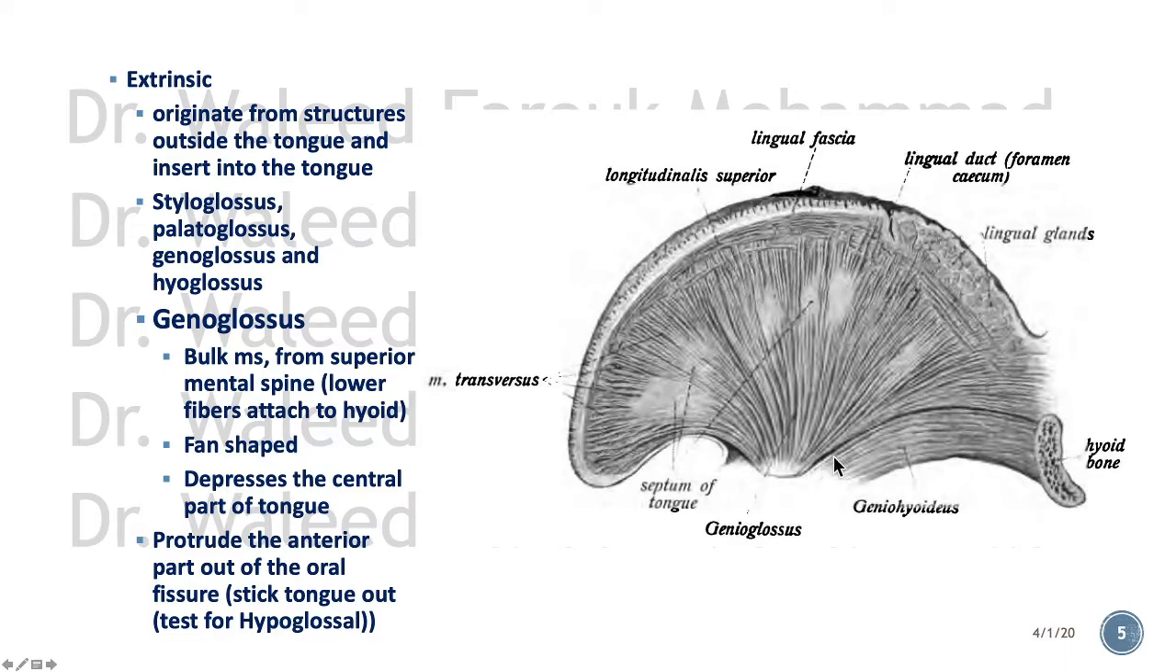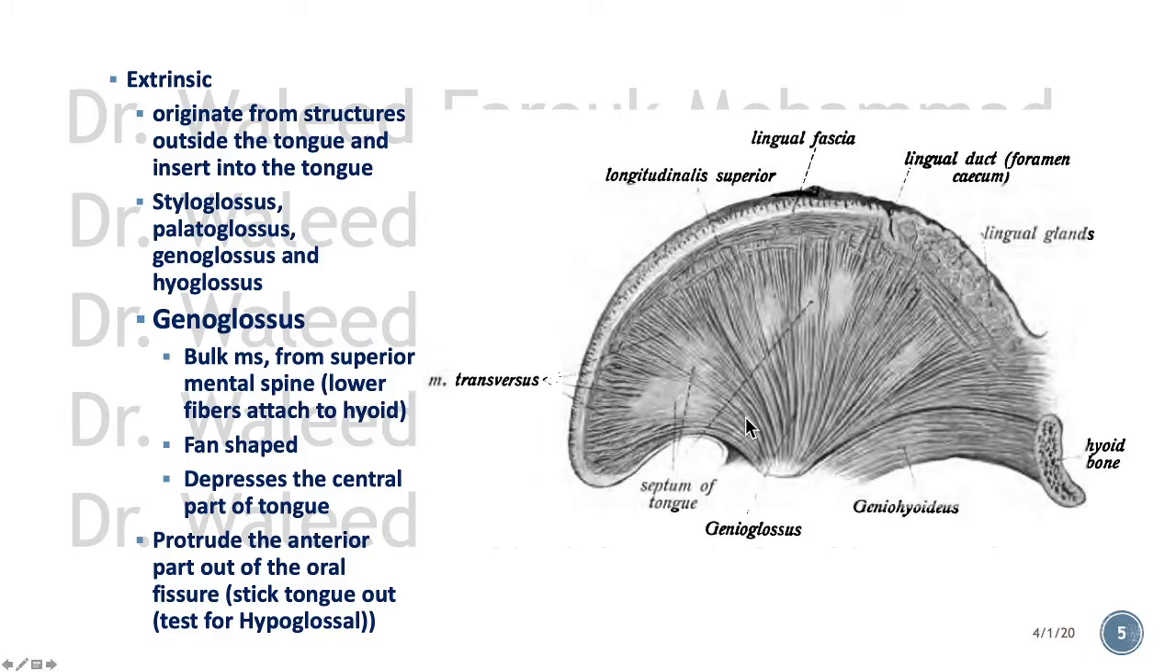Now, the very posterior inferior parts attach to the hyoid bone. This is the root of the tongue we were talking about. The genioglossus is one of 4 muscles classified as extrinsic: styloglossus, palatoglossus, genioglossus, and hyoglossus.